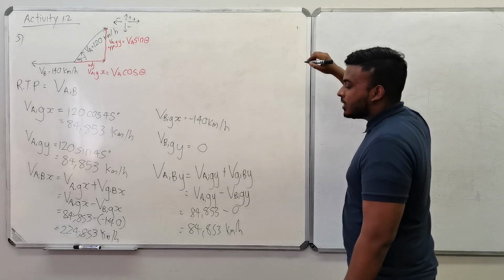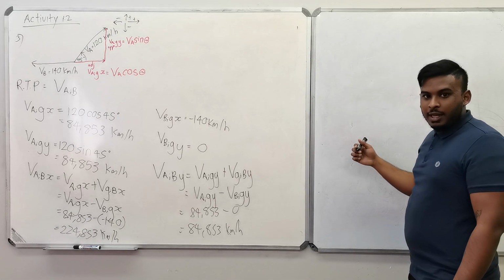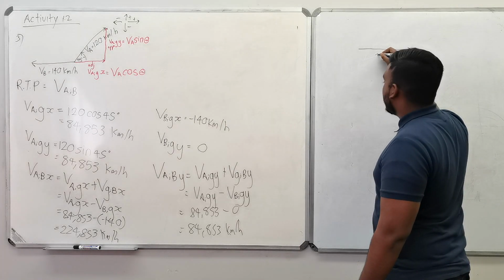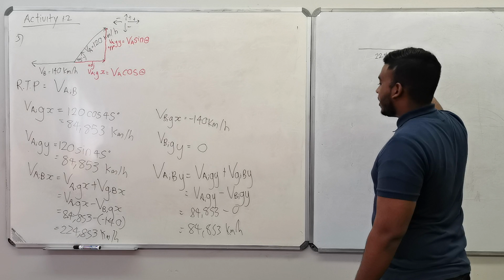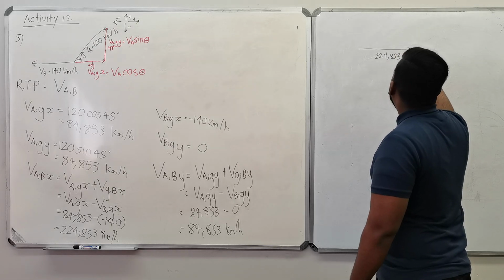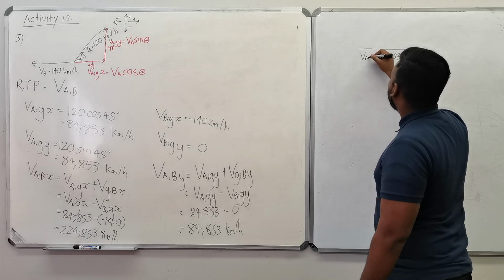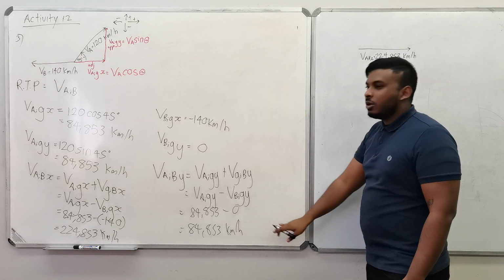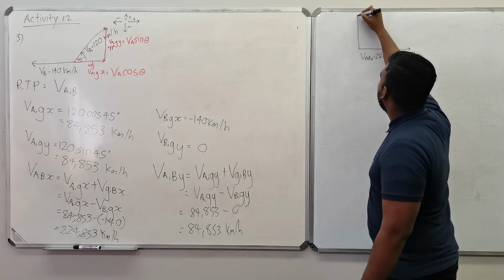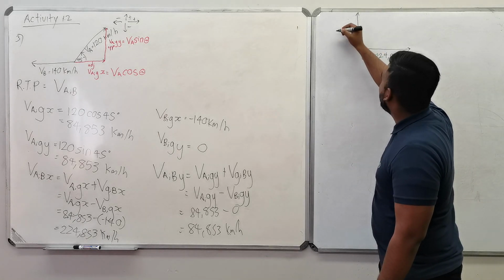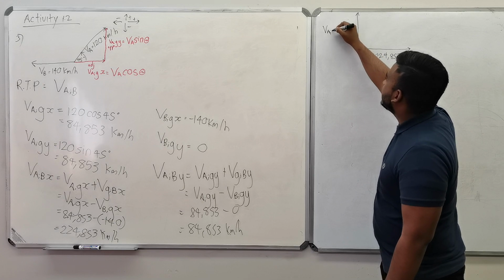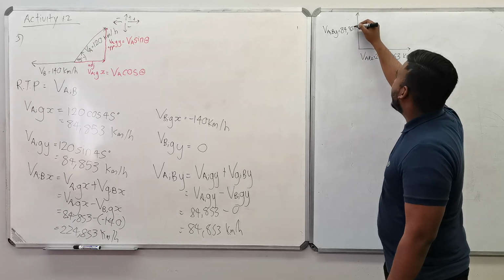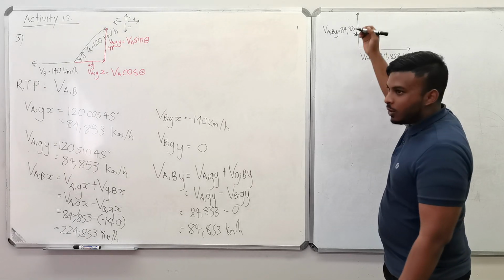So your x component is a positive value, right? In this one. So it's going to be moving towards your East, easterly direction. So this here is 224.853 kilometers per hour. This is the velocity of A relative to B along your x-axis. Then for your y value, it's also positive. So it will be moving like that, right? So the velocity of A relative to B along your y-axis is 84.853 kilometers per hour. Okay?